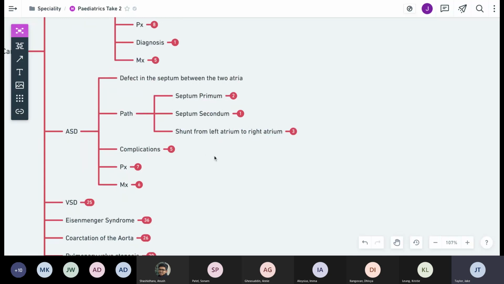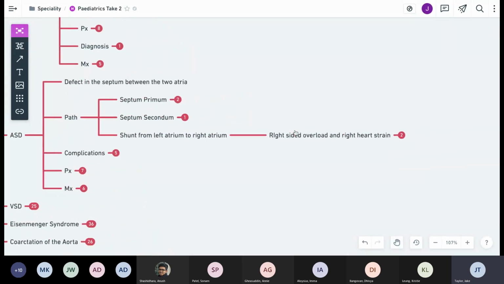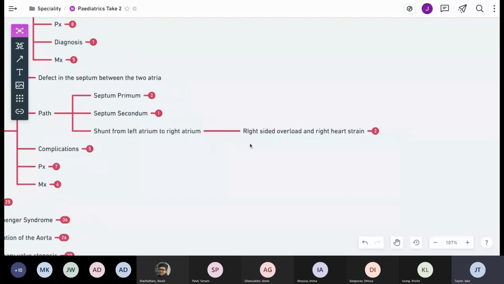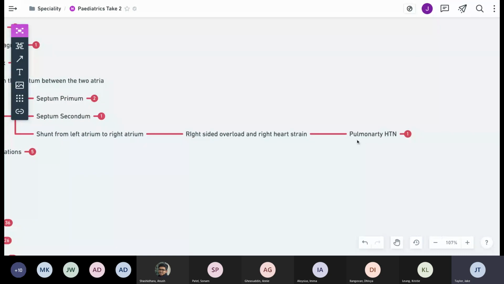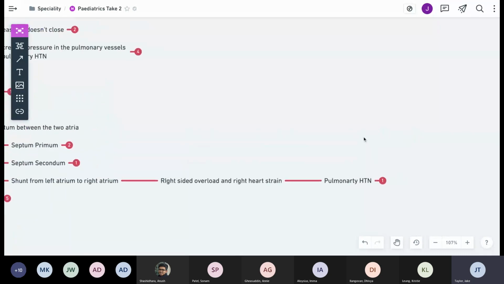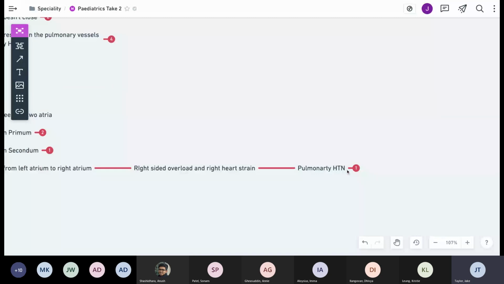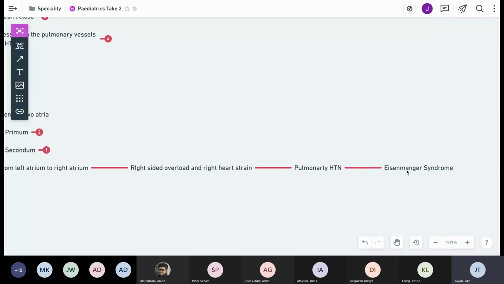So you're absolutely right. It's a shunt from the left atrium to the right atrium, which means blood is going to be shunted from the left side to the right side, because as we all know, the pressure on the left is higher than on the right. Because of that, there's right-sided overload, which means more blood going into the right-hand side, and there's right heart strain. Similar to patent ductus arteriosus, you can get pulmonary hypertension because you increase the backlog on the right side of the heart and up into the pulmonary system. And that leads to something called Eisenmenger syndrome.